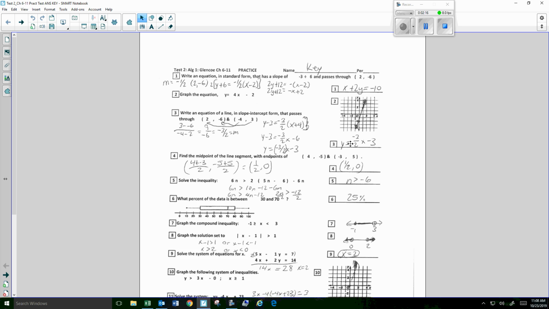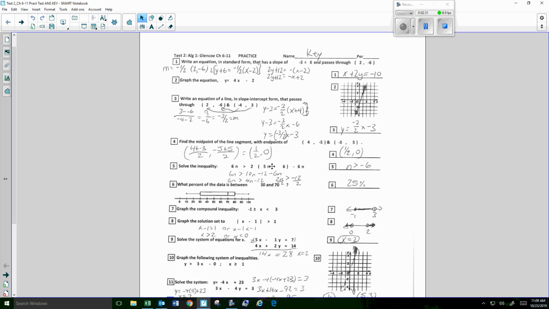And there's your answer. Midpoint just means find the average of the x's and the average of the y's. That's what you see here. 4 plus negative 3 divided by 2, comma, negative 5 plus 5 divided by 2, and you get 1/2, comma, 0. Solve the inequality. Distribute this through here. Then combine like terms. Bring the 4n across. Gives you 2n is greater than negative 12, divided by 2, and n is greater than negative 6.